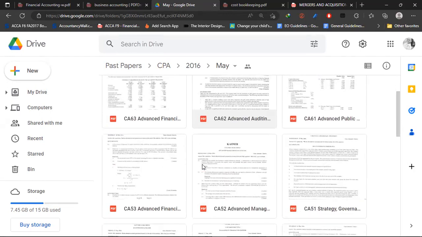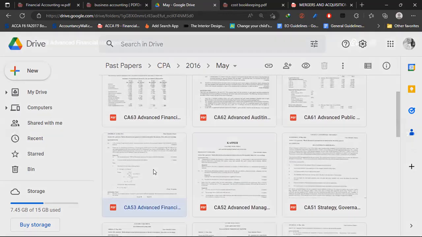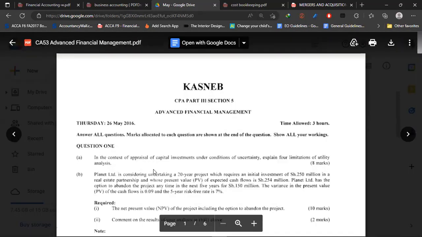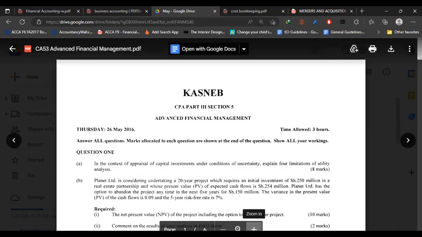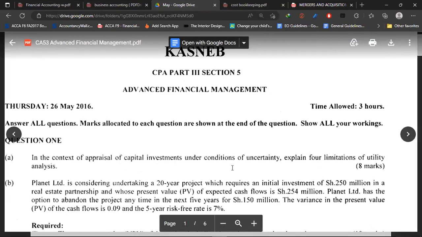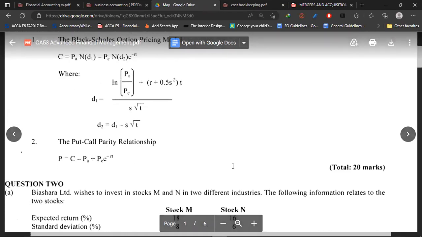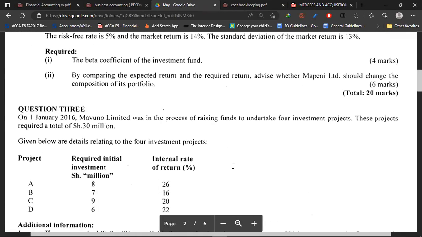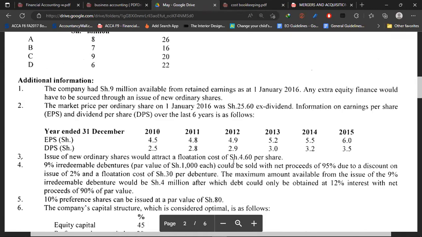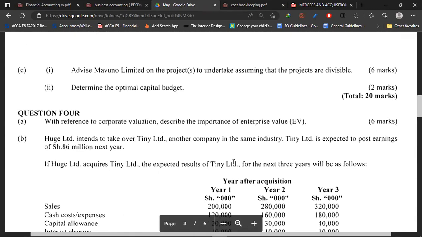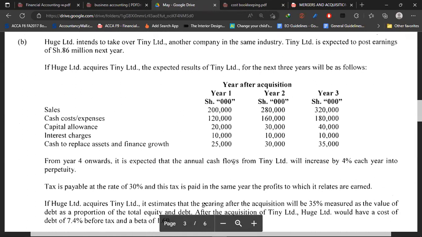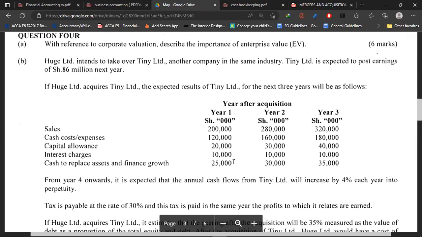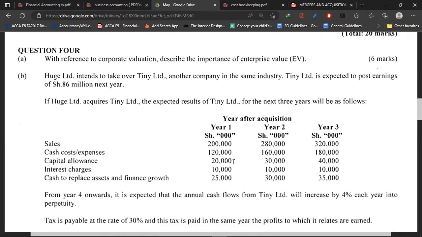I just want you to familiarize yourself with this question. I will also share the solutions for the last two sittings, for you to do a thorough revision as you march on. It should be question number 4B. So that when you open your past paper, you see familiar questions. So the question is for Huge Limited. You can proceed.